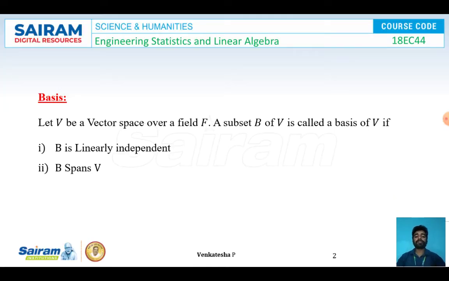What is a basis? Let V be a vector space over a field F. A subset B of V is called a basis of V with two conditions. The first condition is B is a linearly independent set, and B spans V. With these two conditions, we can say that B is a basis of the vector space V.